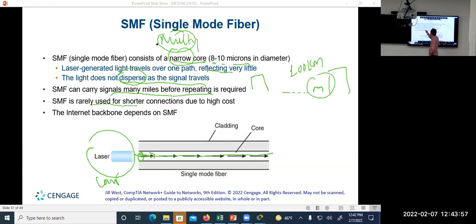It's rarely used for shorter connections due to the high cost. It's more expensive than multi-mode, so it is normally used for long-haul, long-distance communication, such as intercontinental submarine cable. The internet backbone depends on single mode optical fiber. Remember that in single mode, you have a laser as the light source, normally only one ray of light, and very little reflection.